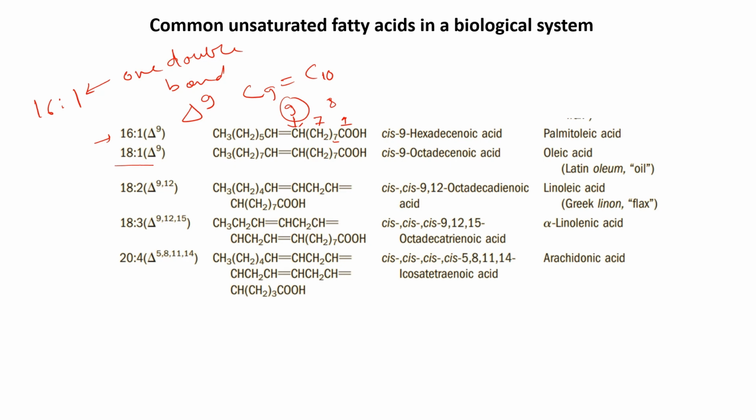Similarly, 18:1. Delta 9 means double bond is present between carbon number 9 and 10. Here 18:2, delta 9, 12. That means the 18 carbon skeleton long fatty acid consists of 2 double bonds and the positions of the double bonds are 9 and 12. That means between carbon number 9 and 10 and between carbon number 12 and 13 are the double bonds.